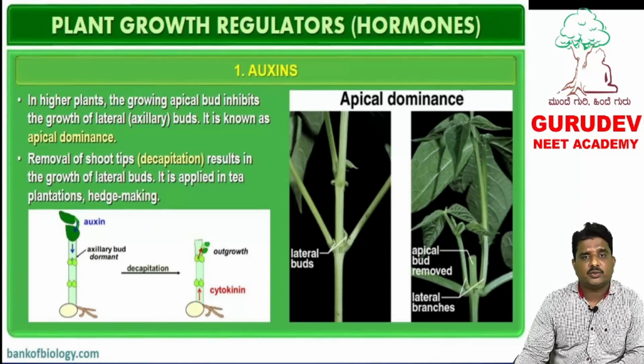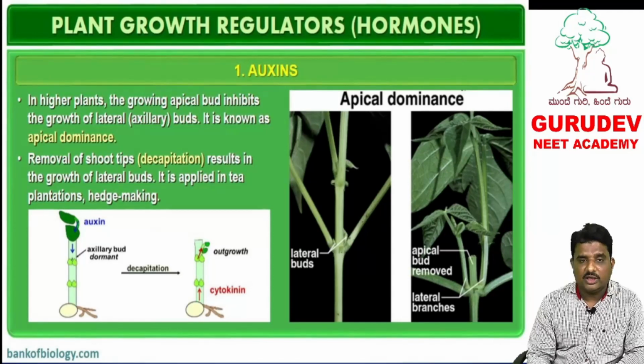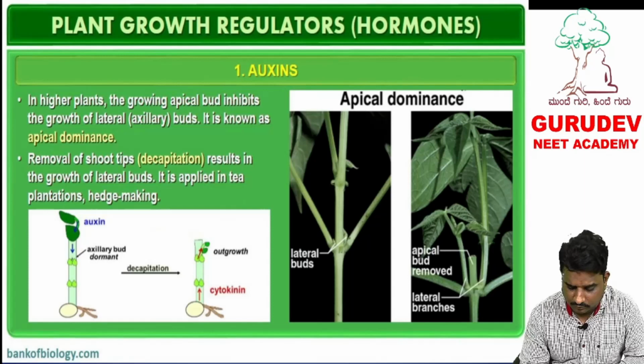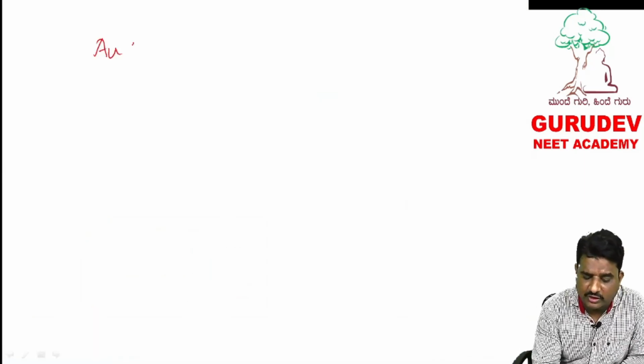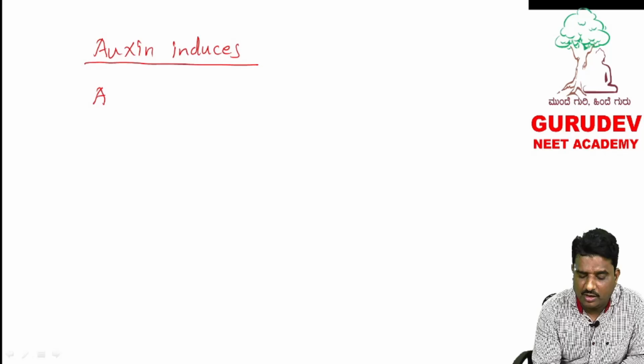In higher plants, one of the roles of auxin is apical dominance. Apical dominance means what? Generally, the growing apical bud inhibits the growth of lateral buds. It is known as apical dominance. Auxin induces apical dominance.